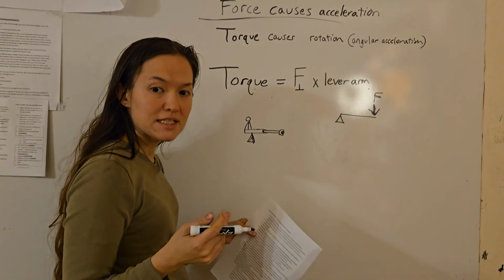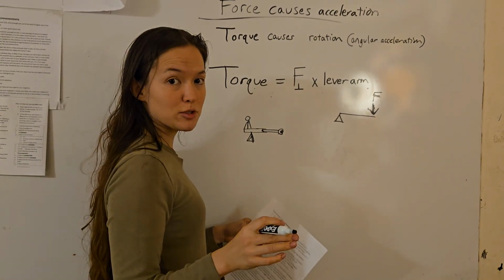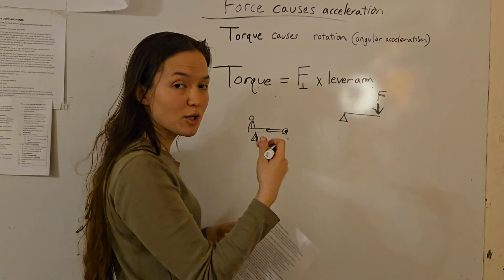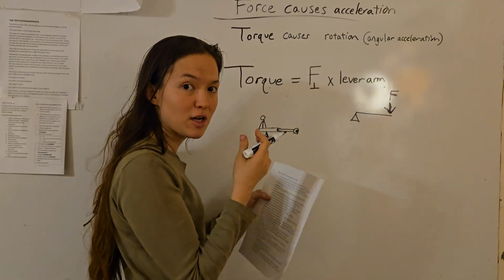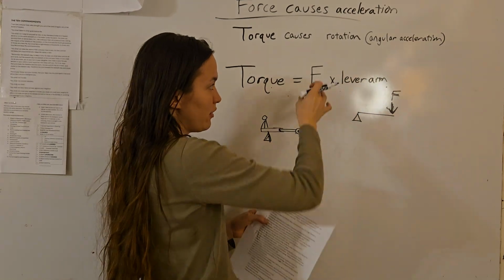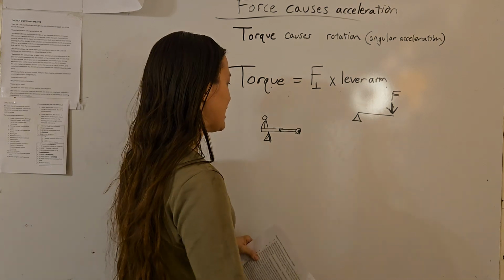You'll remember some of this when we were talking about work and machines and force versus distance. We're talking about the same thing. We're just using different concepts, different words to describe it. Here we've got the lever arm and the perpendicular force giving the torque. Okay, so an example of that.